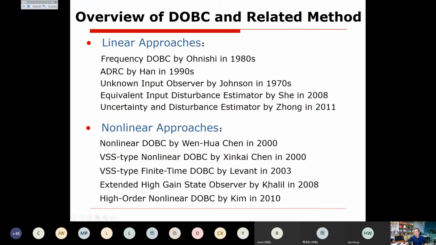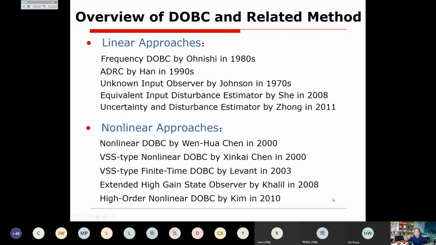Also, Professor Khalil is a very famous professor in the USA. His book Nonlinear Systems is very famous, right? He proposed the extended high gain state observer. The extended state means disturbance; he treated the disturbance as an extended state, so he called it an extended state observer. So he is also a key figure in this area, though many people don't know it. And also Professor Kim in Korea proposed a high order nonlinear disturbance observer and the control method based on it.